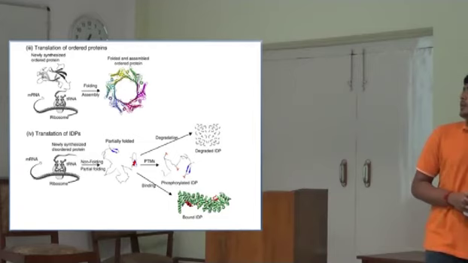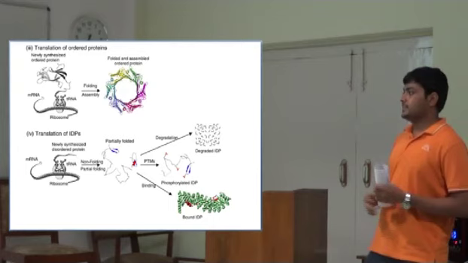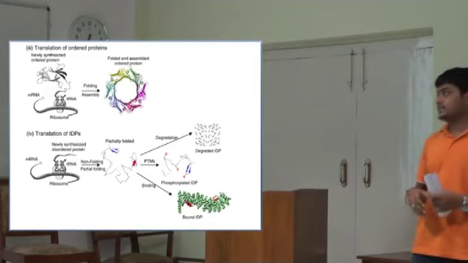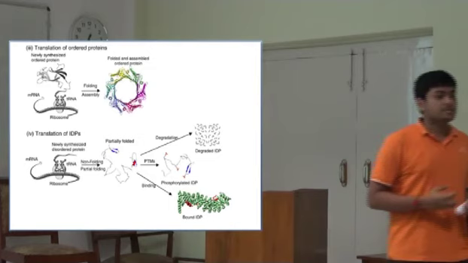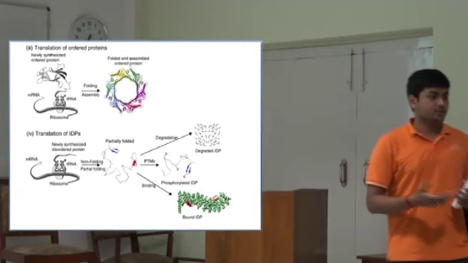And again, translation of ordered proteins, they are translated and then they fold, forming a proper 3D structure. And in intrinsically disordered proteins, they form a partially folded structure and they can move in three ways. One is they can be degraded or they can be stabilized by post-translational modifications. So post-translational modification stabilizes the intrinsically disordered structures so that they don't degrade very fast. And again, binding to a ligand might induce it to form a proper 3D structure.